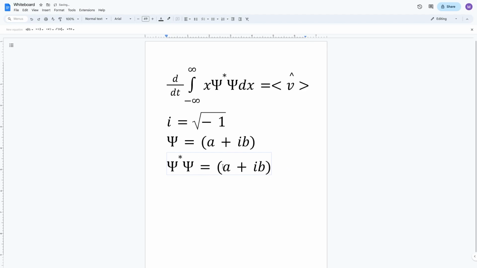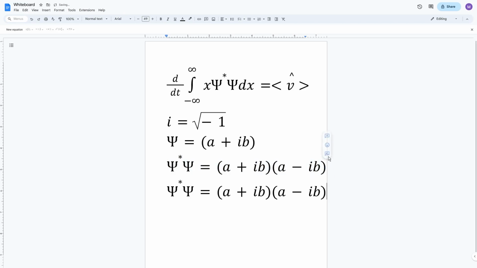Now, multiplying psi by psi would basically mean multiplying A plus iB by A plus iB. And what the complex conjugate does is it just flips the imaginary part, so it flips it from positive to negative. There we go. That's what this means. Psi multiplied by the complex conjugate of psi. That's a mouthful. Basically it means A plus iB multiplied by A minus iB. Simple as it could be.